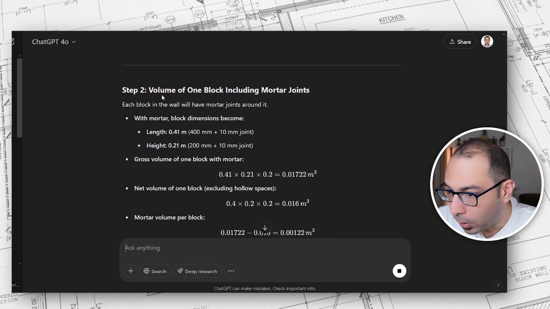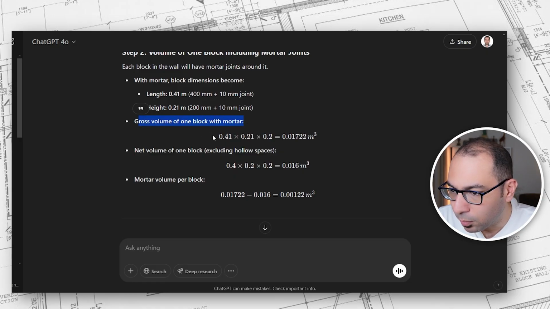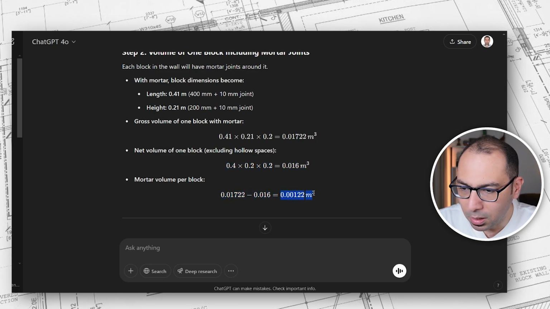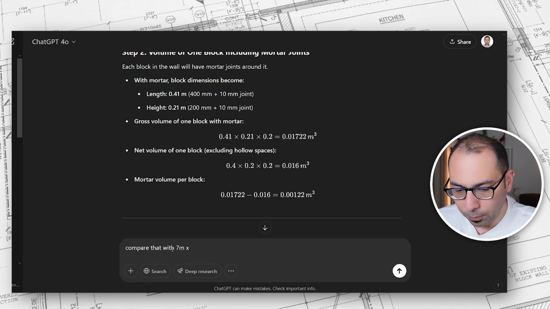So, okay, volume of one block including mortar joints, this. Gross volume of one block with mortar, this. Net volume of block is this, so net volume of mortar. So as per this calculation, he is getting this. Okay, compare that with 7 meter into 0.01 into 0.1. This is in meter and this is also in meter.